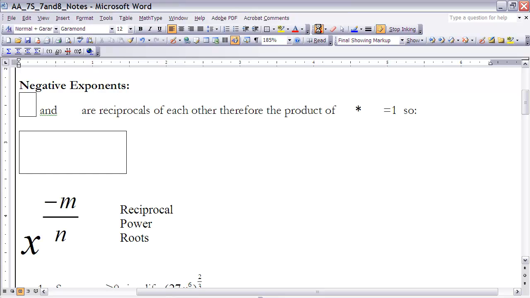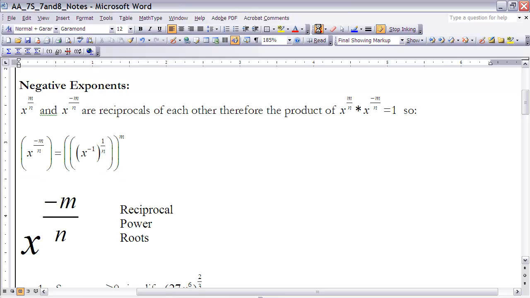So in 7.8 we started looking at negative exponents. If you think about it, when I take a number and raise it to the negative first power, something like 5 to the negative first power, that means 1 over 5. So all the negative means is the reciprocal of. What that means is that x to the m over n and x to the negative m over n are just reciprocals of each other. And if they're reciprocals of each other, that means if I multiply those two things together, they will be equal to 1.